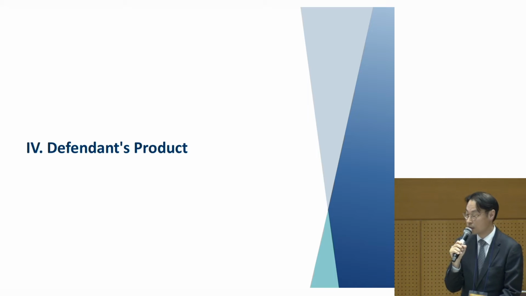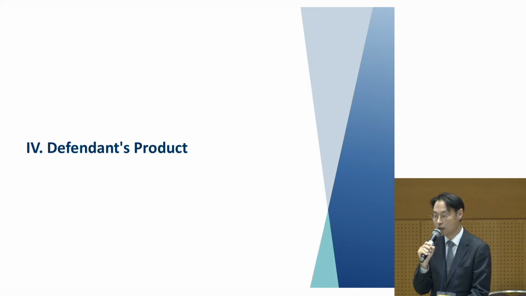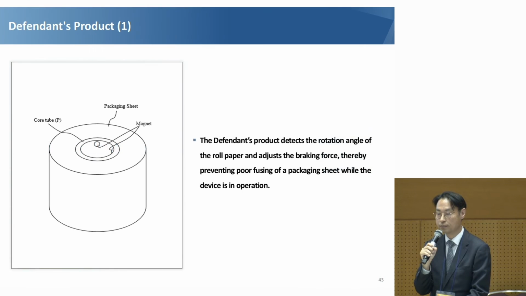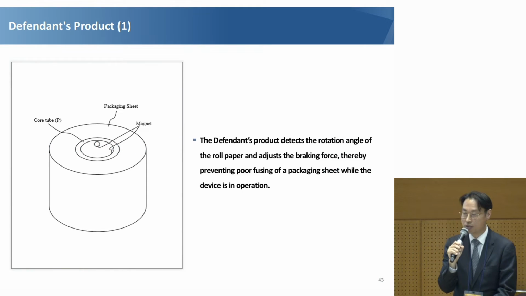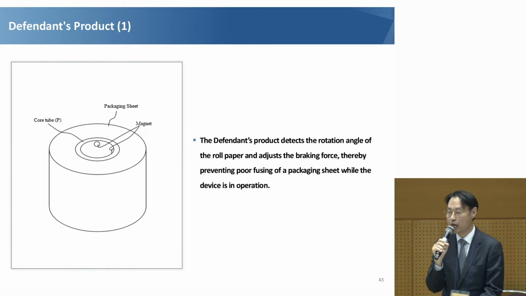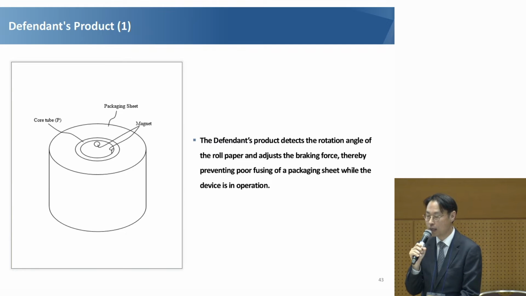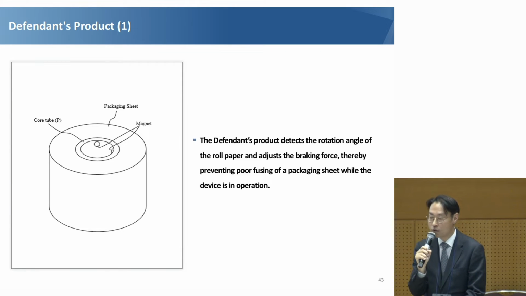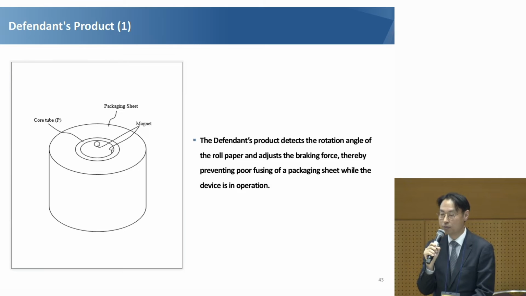Now I will first explain defendant's products. So defendant's product detects the rotation angle of the roll paper and adjusts the braking force, thereby preventing poor fusing of the packaging sheet.